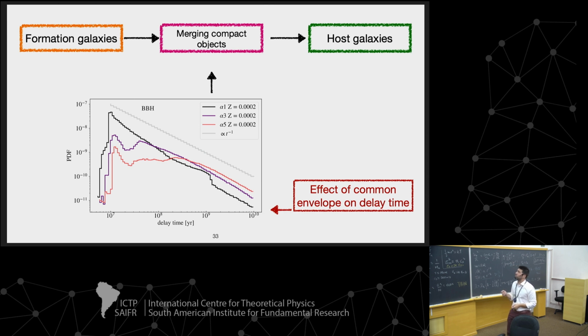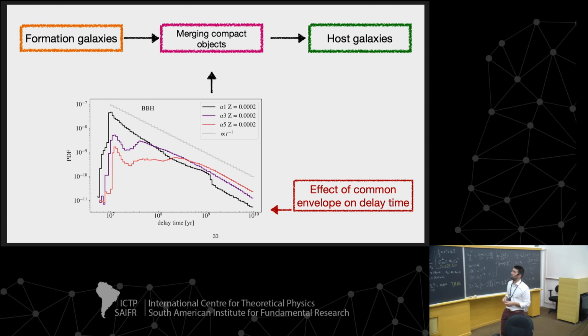In this plot here, I'm showing the effect of the common envelope on the delay time distribution. What you see is that with alpha equal to 1, you have a distribution peaked at low delay times. With alpha equal to 5, you have larger support for longer delay times. So in this sense, we are coupling properties of host galaxies with the properties of the population of compact objects.